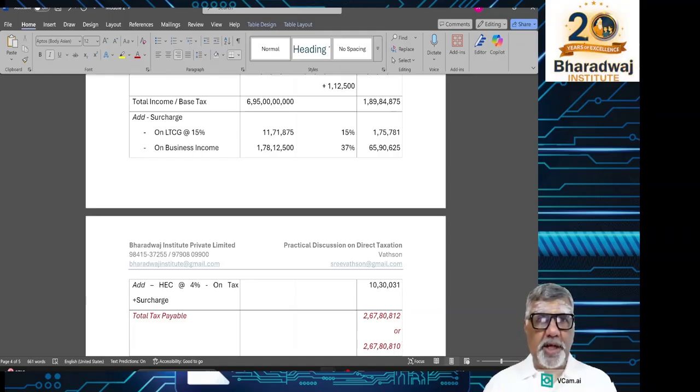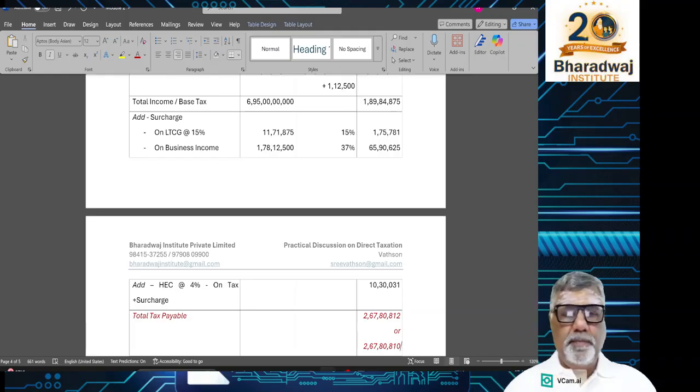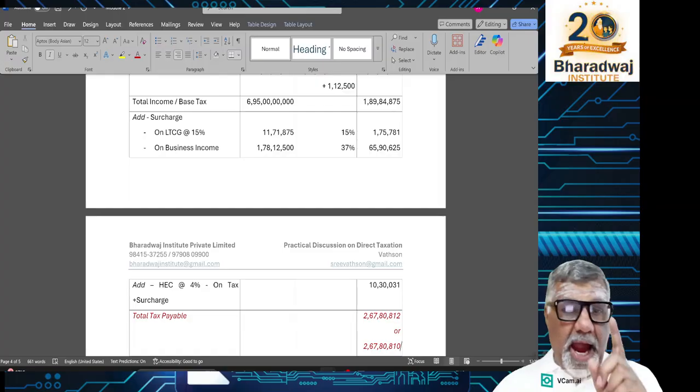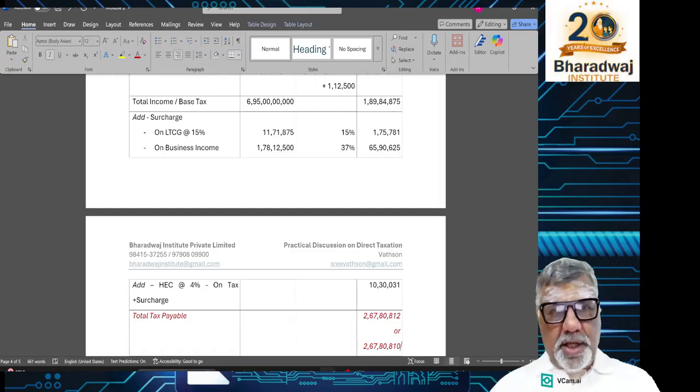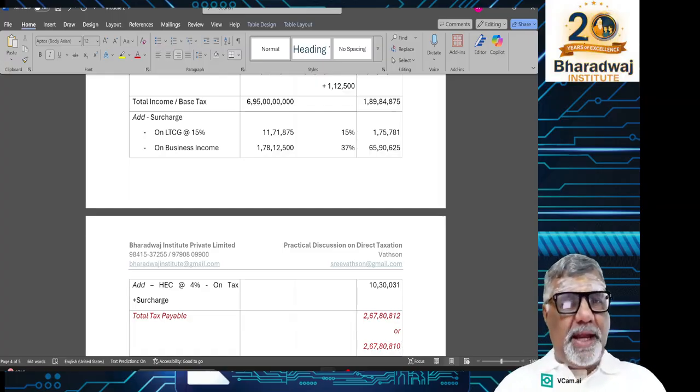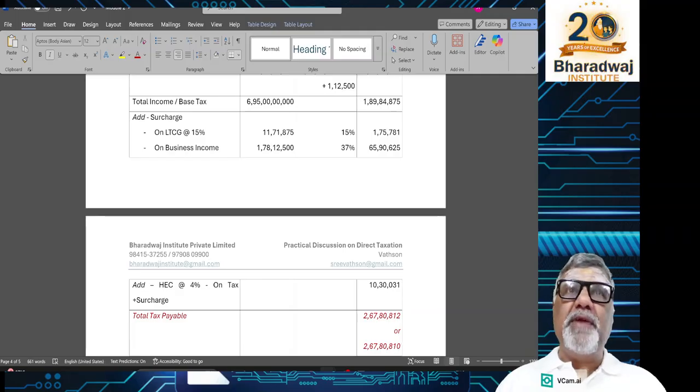So under the concessional tax regime, maintain the first two things. Only the base tax differs for business income. And after that, the change. Surcharge will be the same for LTCG, etc. But it will be different for business.